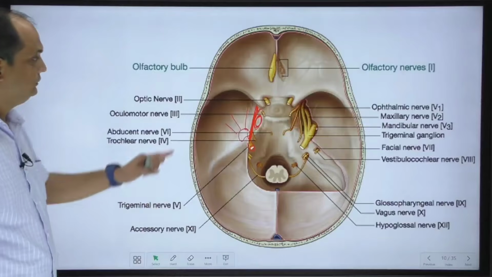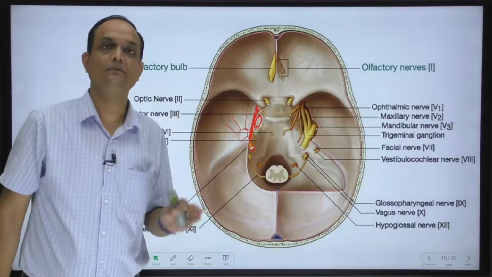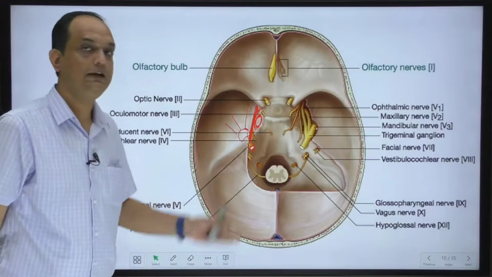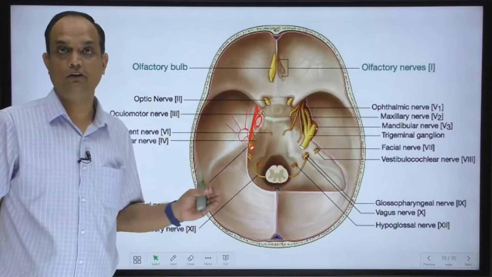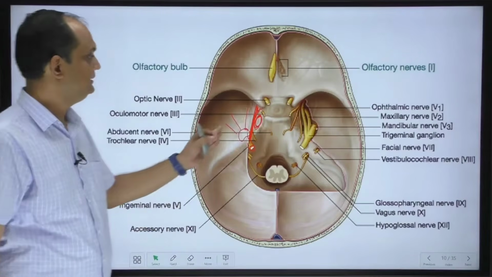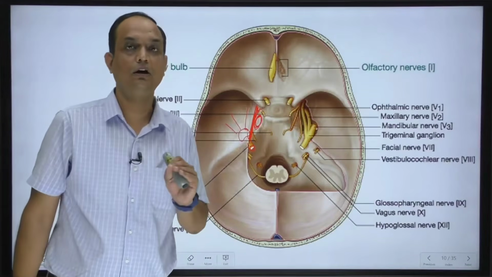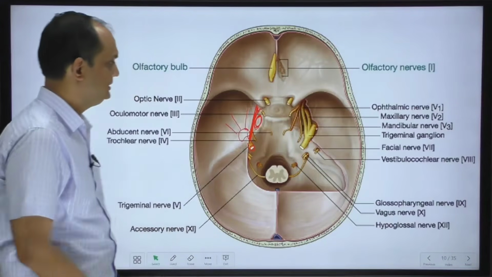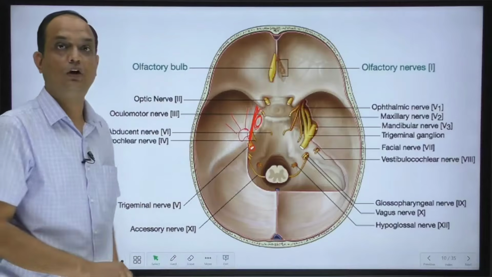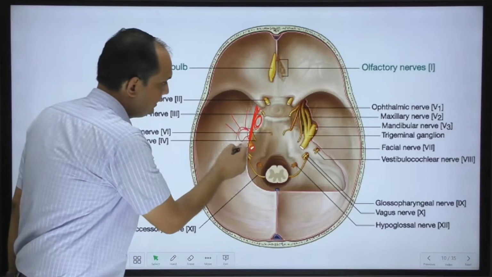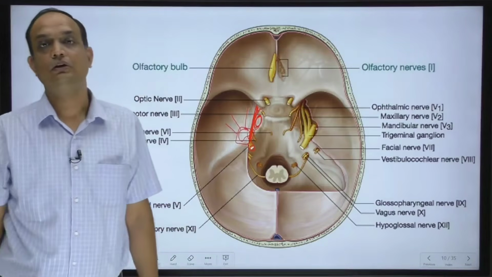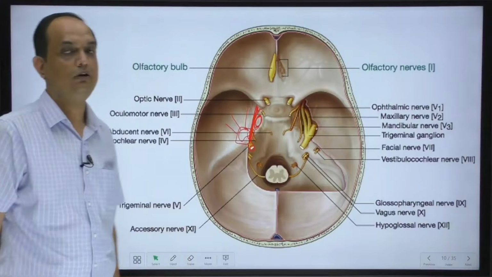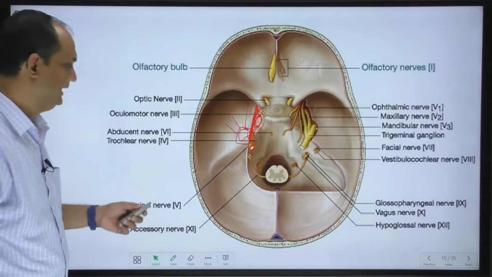Clear? So this is a question for your exam: is the trigeminal cave or Meckel's cave a part of the cavernous sinus, or is it related with which wall of the cavernous sinus? So it is related with the lateral wall, but in the posterior part of the lateral wall you have Meckel's cave, or the cave for the trigeminal ganglia.